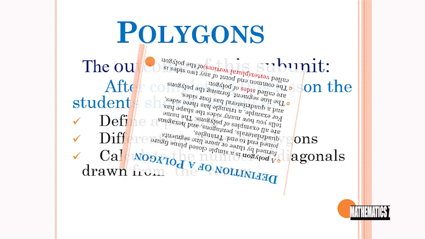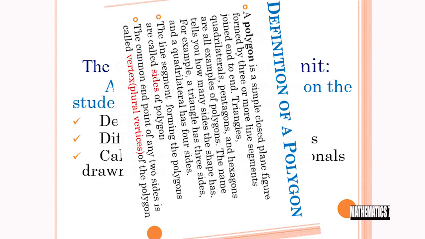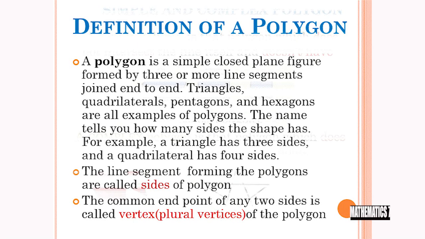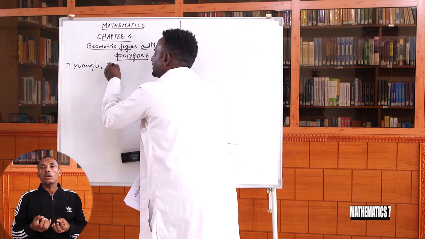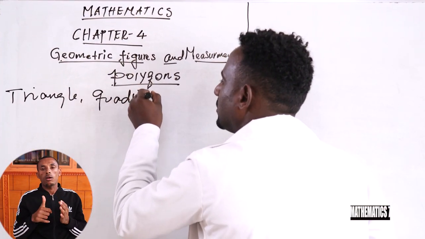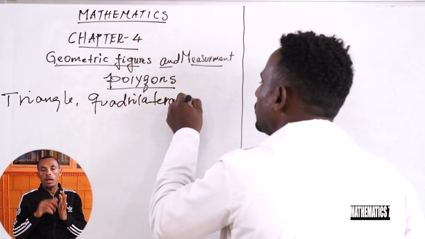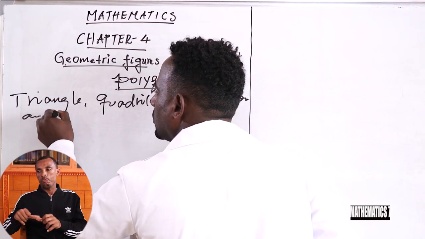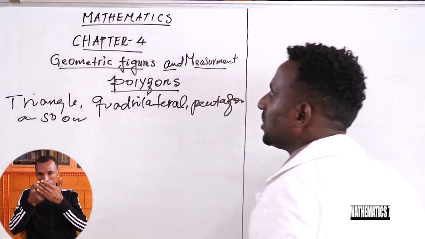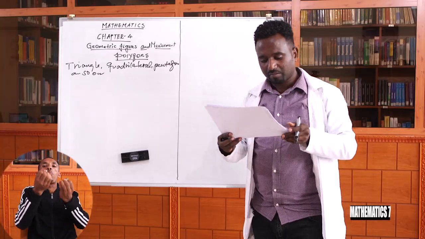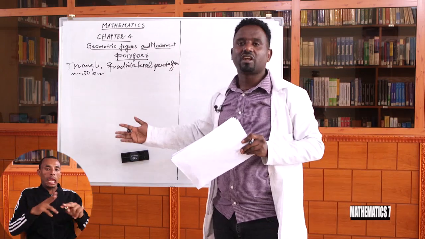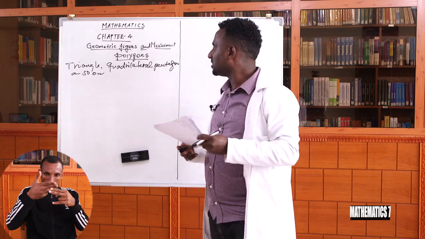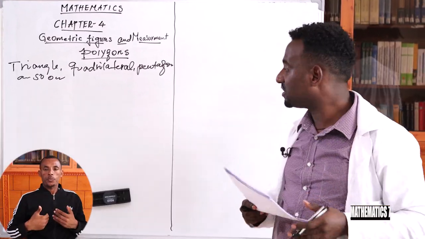For example, let us take examples of polygons: triangle, quadrilateral, pentagon, and so on. This is all about examples of a polygon. Polygons are classified and named depending on the number of sides.